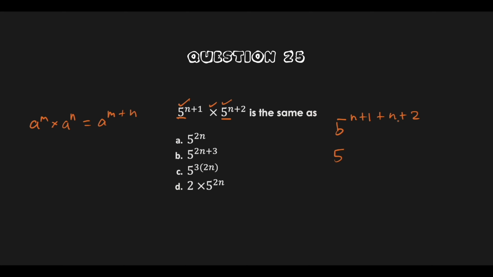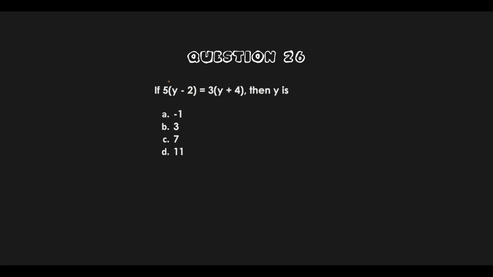So now n plus 1 plus n plus 2, I could group the n's, so then it will be n plus n plus 1 plus 2. What is n plus n? It's going to be 2n plus 1 plus 2, which is 3. So the answer is this.